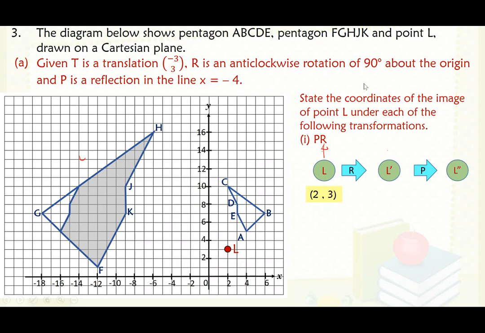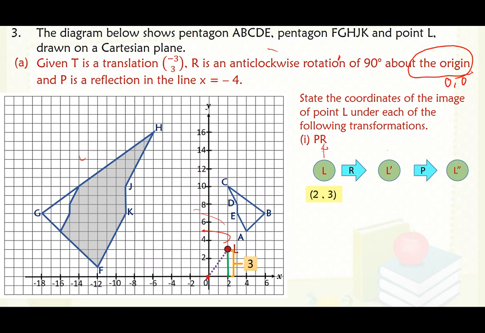About the origin. The origin is my center, so this is (0, 0). So the center is (0, 0). This is the center, so draw a straight line. I use the triangle method. Anti-clockwise, so it's this direction.